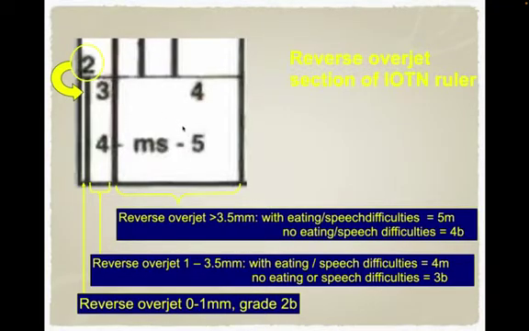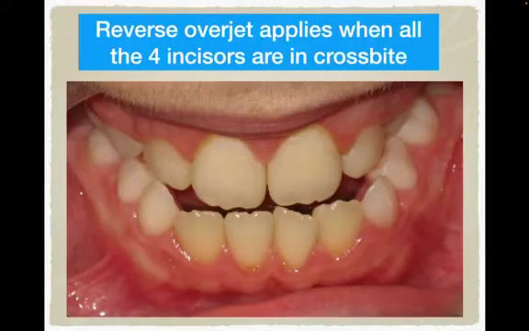Now the reversed overjet, here's our 2 again, that's the area where the 2 belongs. If you measure the reverse overjet and it is between 0 and 1, as you can see in this area here, that goes into grade 2B. If the area is between here and here, that represents -1 to -3.5. If there is a muscular problem or eating problem or speech problem, that goes to a 4M. Or if there's no problem, that goes to a 3. If the overjet is more than -3.5 millimeters, and there is a muscular issue, speech problem or eating problem, then that goes for a 5M. Whereas if there is no muscular or speech problem, that goes to a 4B.